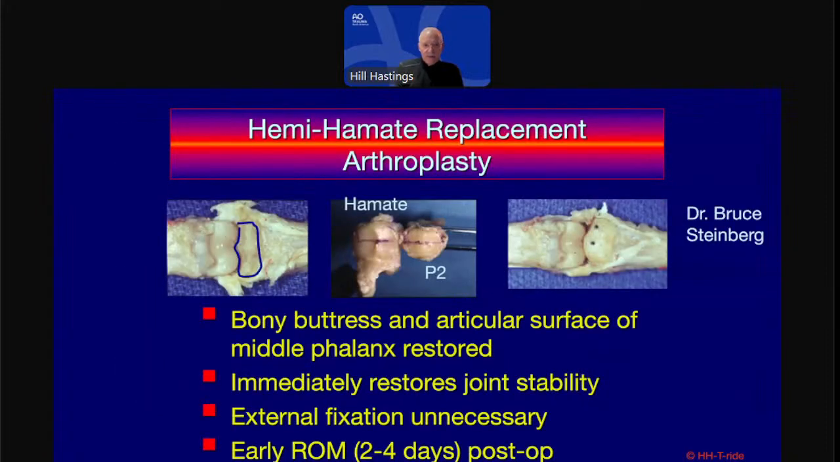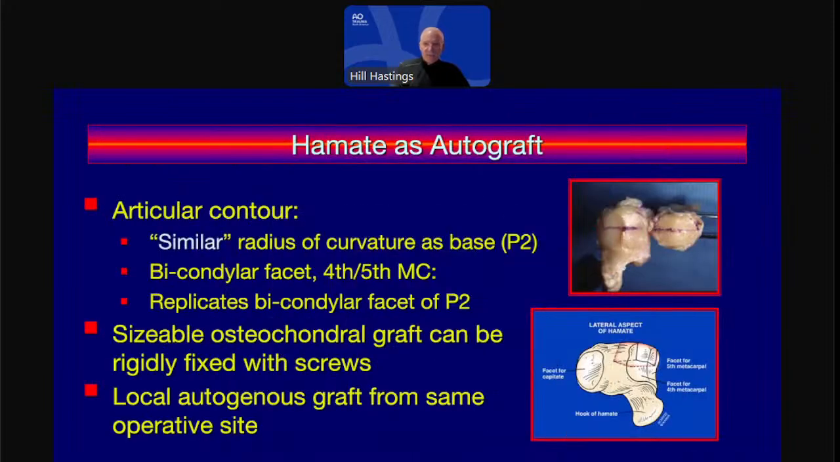As you see here, here's a defect that we've created, and here's an axial view or coronal view looking at the hamate and the middle phalanx, showing similar bicondylar facets. And then here's the graft in position. So it restores stability. You don't need additional fixation. You can begin early motion.